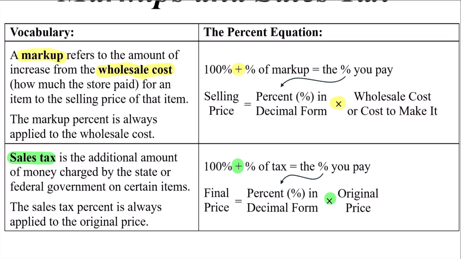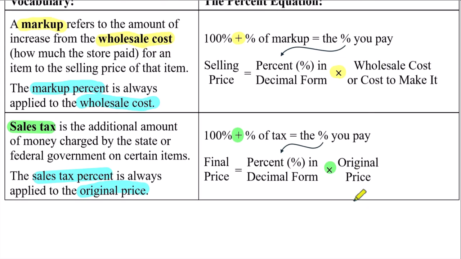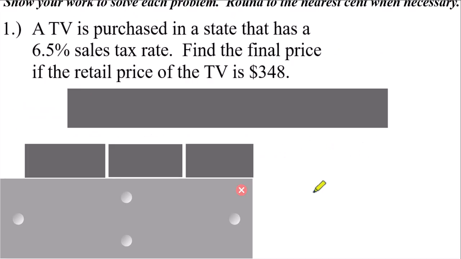One of the key things I need you to know here is that the markup percent is always applied to the wholesale cost. Wholesale cost is kind of like the original cost. And the sales tax percent is also always applied to the original price. That is a key common thing here. You'll never multiply the markup or sales tax percent to the final selling price. Never. It'll always be multiplied to the wholesale cost in the case of markups or the original price in the case of sales tax. All right, let's look at some examples together.